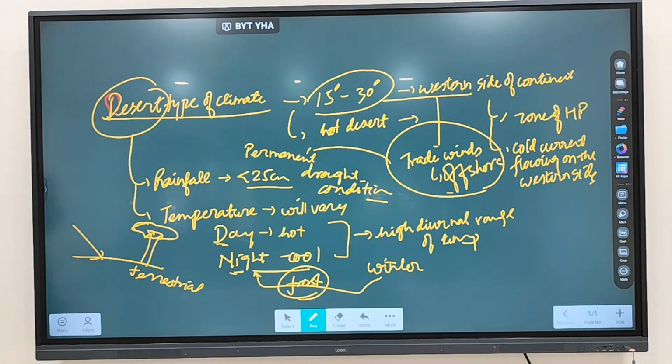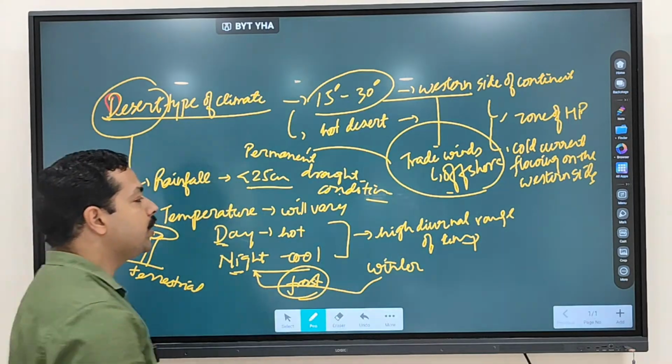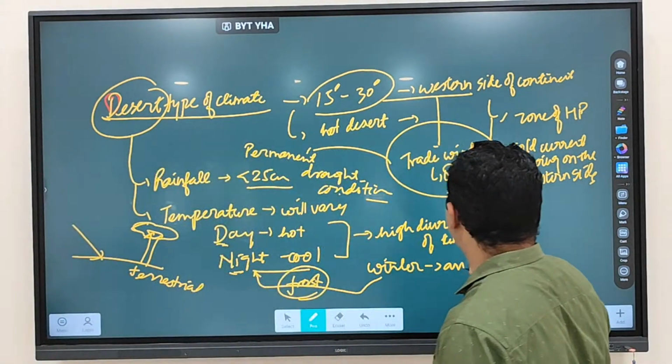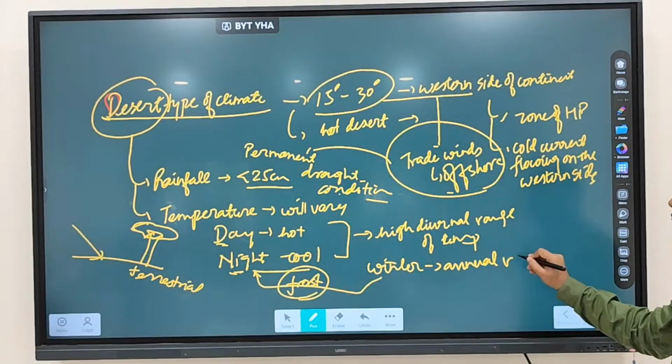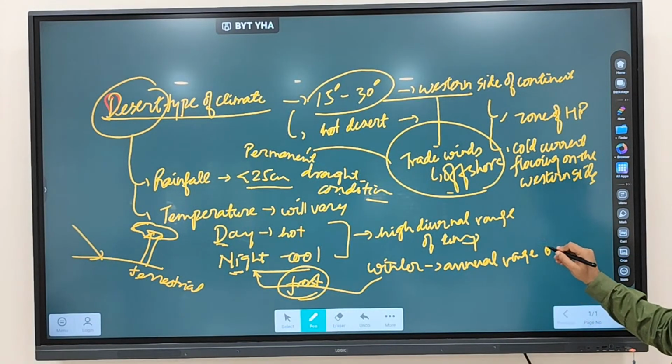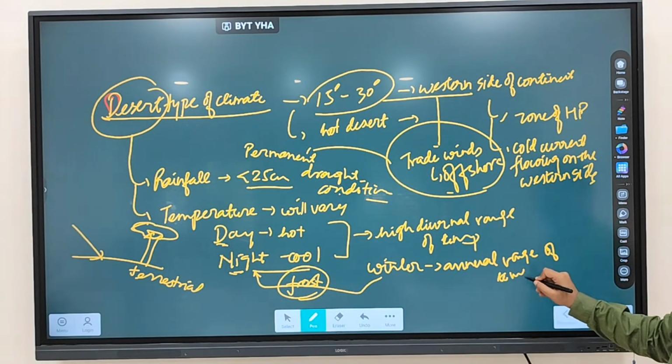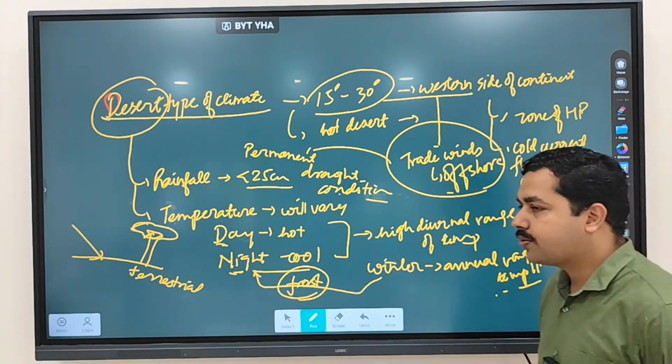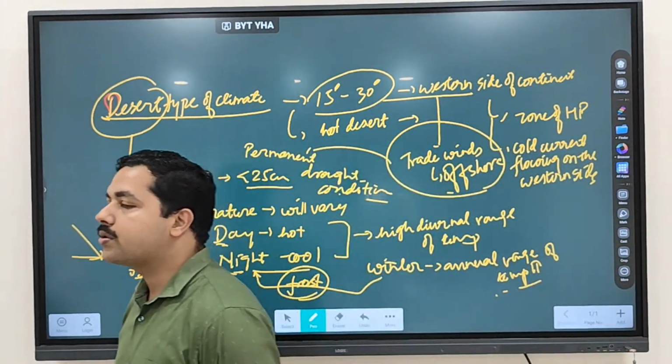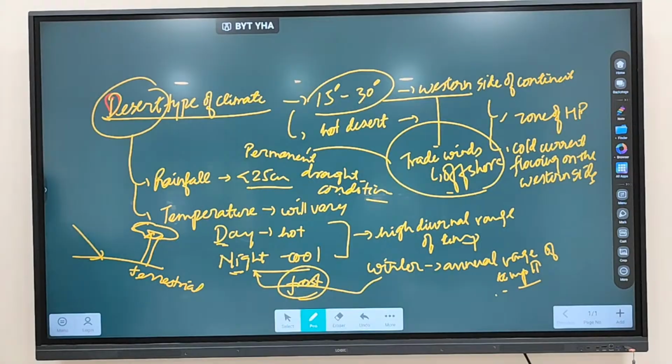What will happen to annual range of temperature? Annual range of temperature will also be high. So diurnal range of temperature is also high, and annual range of temperature is also high. Fine.